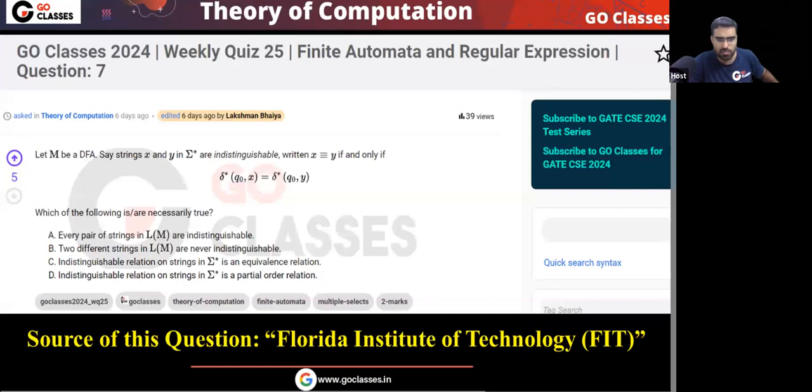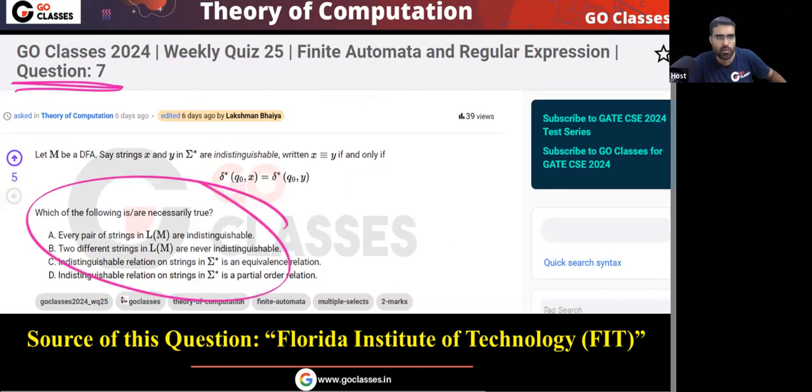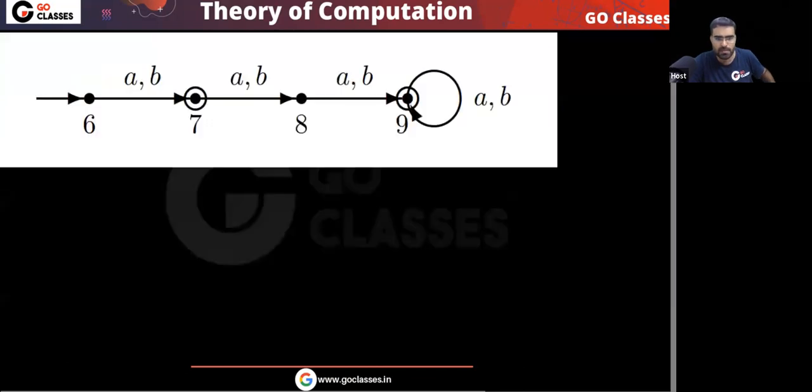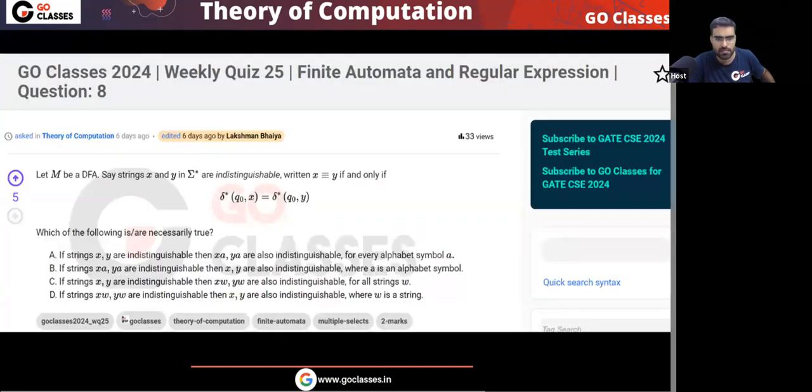Let's move on now. Let's solve this question. Question number 7. Sorry, this question we have already seen, right? This question we have done. Okay, this question number 7, this question we have already done.